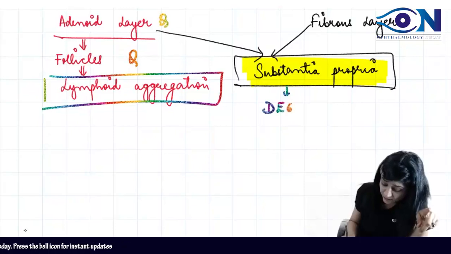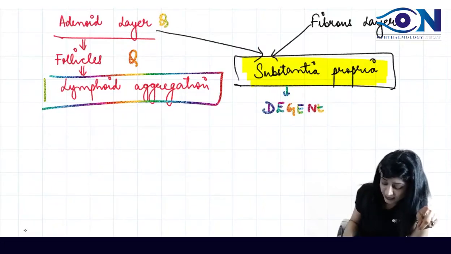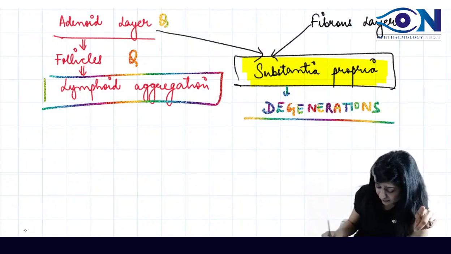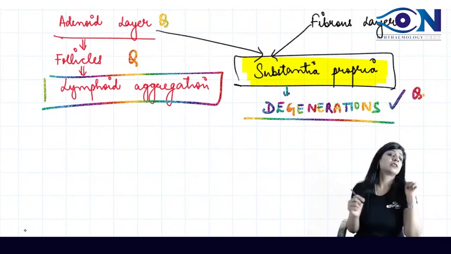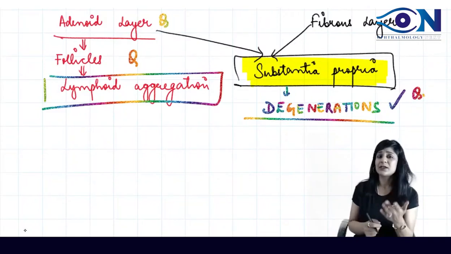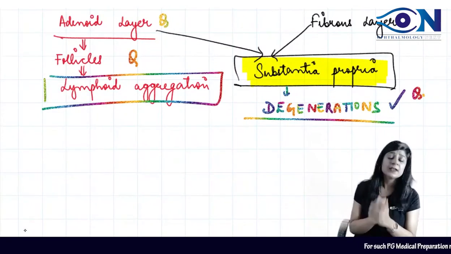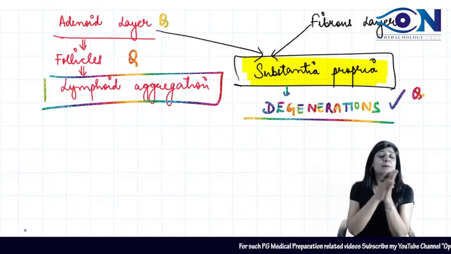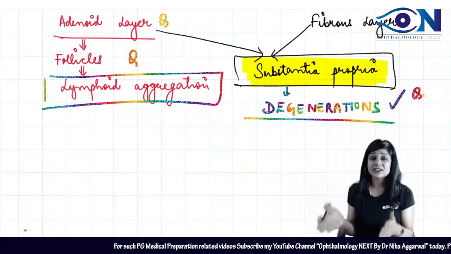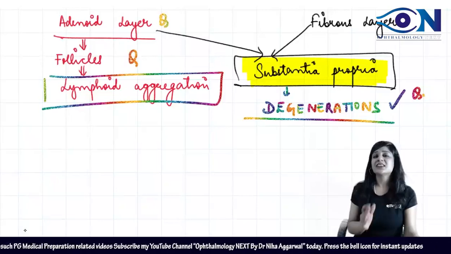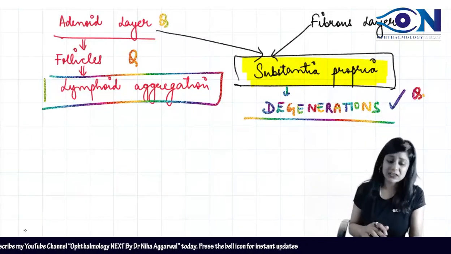And mind you, a very, very important topic for your examination. I think no examination is completed in the FMG without asking about this conjunctival degenerations, and sometimes they ask you about 3 questions also from the conjunctival degenerations. So the conjunctiva, the parts of conjunctiva, the different layers of conjunctiva, and their significance is very, very clear.